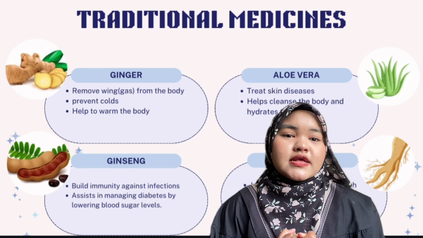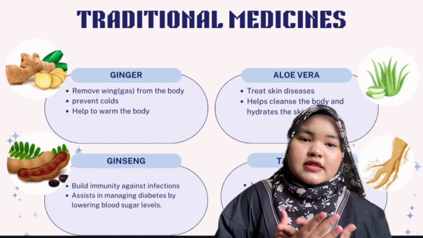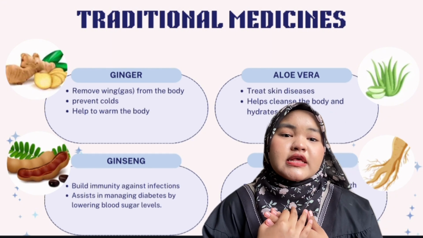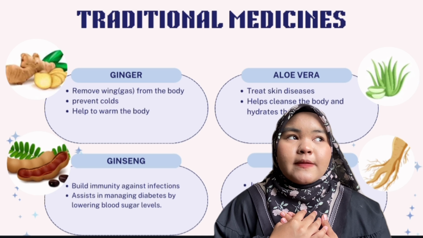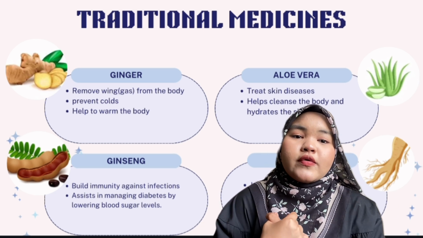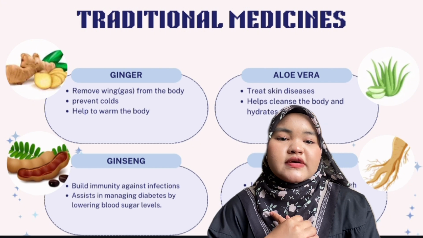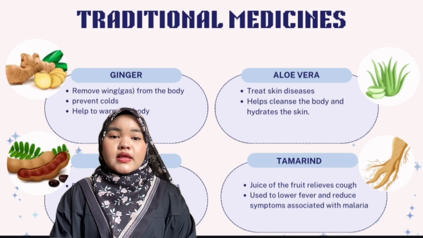Next, ginseng is a natural herb that can help strengthen your immune system. This makes it easier for your body to fight infection. It may also help people with diabetes by lowering their blood sugar level and keeping it more balanced.